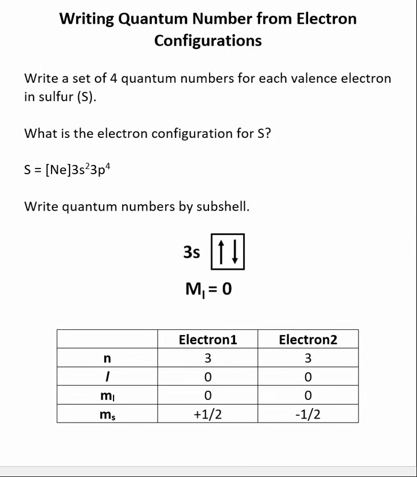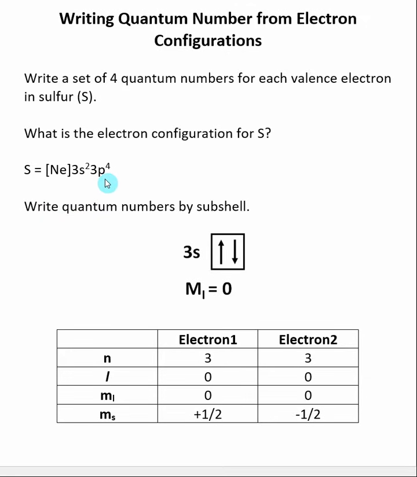A really common question is to be asked to give a set of quantum numbers from a given electron configuration. So here I've asked a sample question where I say give a set of 4 quantum numbers for each valence electron in sulfur. So the first thing you want to do is come up with the actual electron configuration, and then you have to remember when we ask for the valence electrons, we are talking about the electrons past the noble gas core. The real trick here is we're dealing with 2 different subshells, so we're going to have to deal with them separately.